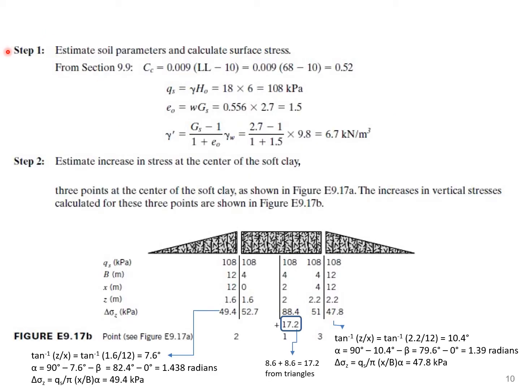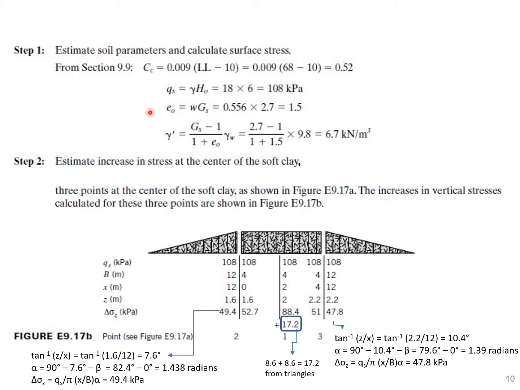Now step 1 for this problem: estimate soil parameters and calculate surface stress. You can use this empirical relationship, and with the help of the liquid limit you can calculate the compression index, and that is coming equal to 0.52. And q_s is obviously gamma times the height, the maximum height of the levee, which is 6 meter. So taking gamma as 18 kilonewton per cubic meter, it is coming 108 kPa.